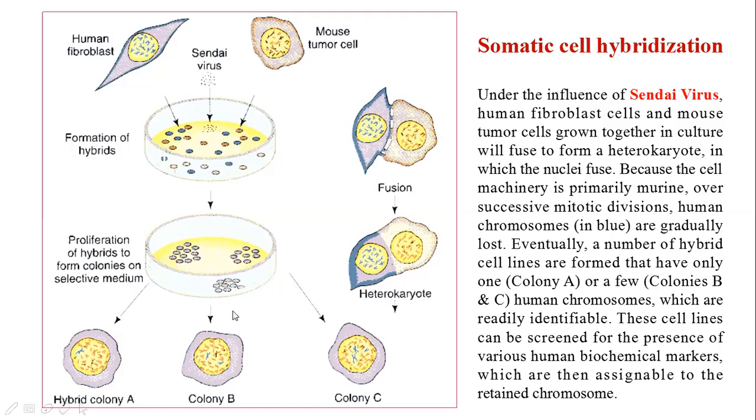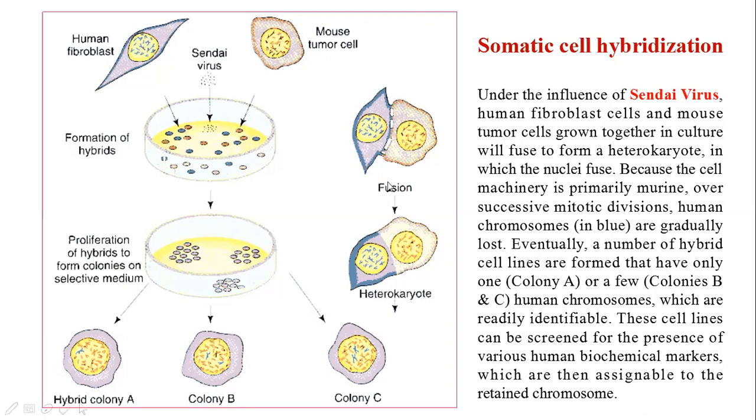Here you can see cell lines 1, 2, and 3, which are A, B, and C, where colony types A, B, and C are the hybrid colonies. Colony A contains only one, and colony B and C contain few human chromosomes. The blue color chromosome you can see here in the picture: in colony A, there is only one blue chromosome, in B, 2, in C, 3. So the number is reduced here.